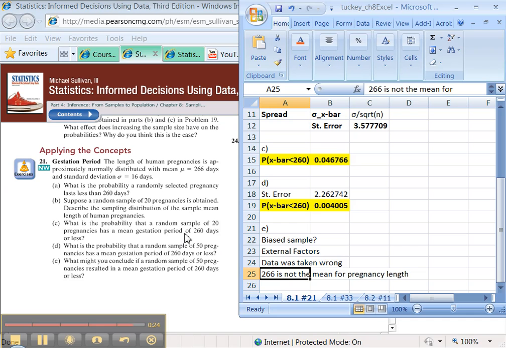Maybe women aren't carrying babies as long as they used to anymore. Who knows? Those are just some ideas, but you can write up, of course, whatever you think might be happening for your example. I think we're all done with that number 21. So next time we're going to move on to number 33.